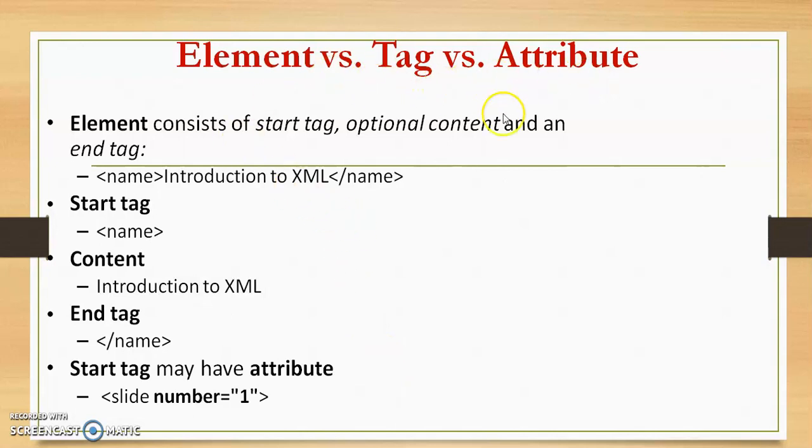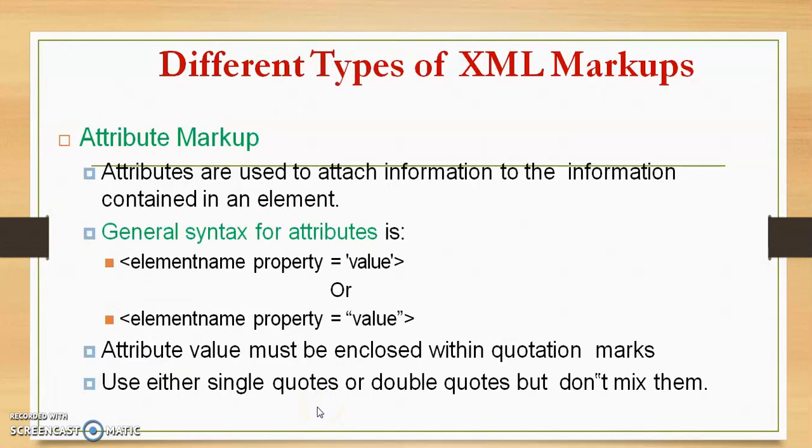So, element versus tag versus attribute. An element should contain a start tag, optional content and an end tag. For example, name, introduction to XML, closing tag. The start tag is name, the content is introduction to XML, and the end tag is the backslash name. The start tag may have an attribute. There is a slide number followed by the attribute value 1 specified within double quotes. Different types of XML: an attribute will have the syntax of the attribute name followed by the value specified within single quotes or double quotes.